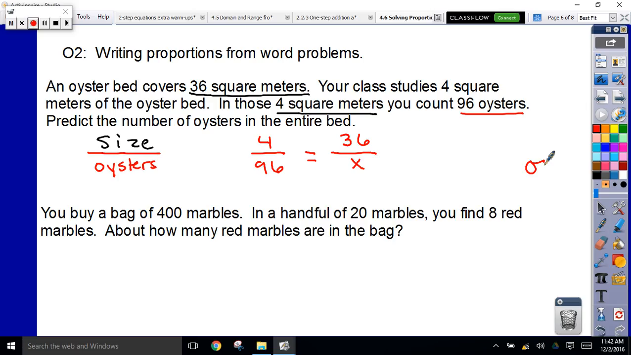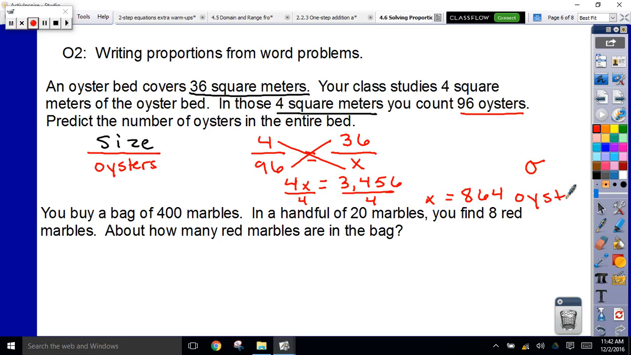All right, now to find out how many oysters are in the entire bed, which is 36 square meters, we just need to solve this proportion. So we're going to cross multiply: 4x equals, I already did this, 3,456. Dividing both sides by 4, we get a value of x equals 864. So we can predict that there are 864 oysters in the entire bed.